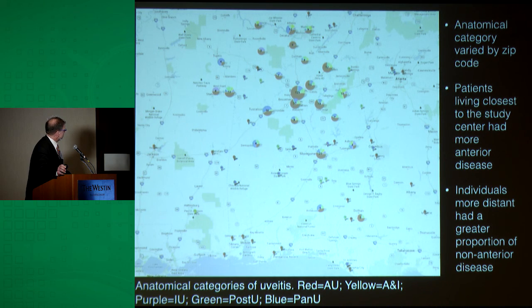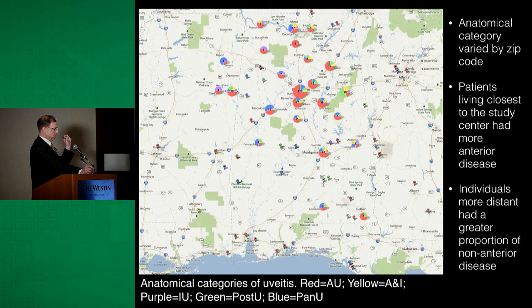I know this is a little difficult to see. I tried to make it as easy as possible. It's hard to show the whole geographic region without cutting something off. So this is patients from each zip code, color-coded by anatomic categories. Down here, red is anterior uveitis, yellow is a category called anterior and intermediate. That means it's not panuveitis because they had no posterior segment involvement, but they had enough in the vitreous to make us think it was more than anterior. That's an official Standardization of Uveitis Nomenclature category. Purple's intermediate, green posterior, and blue pan.